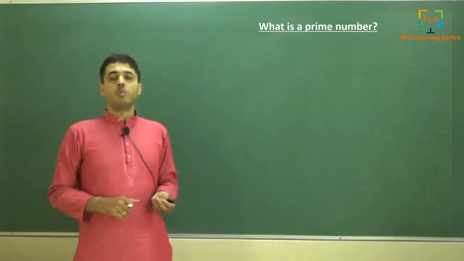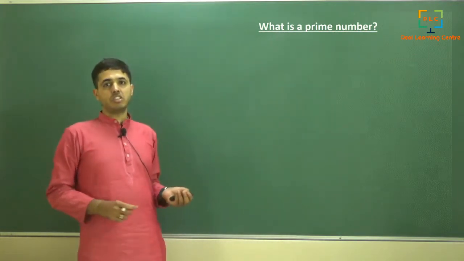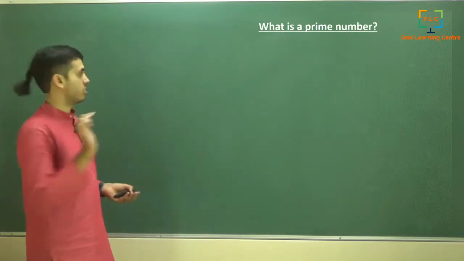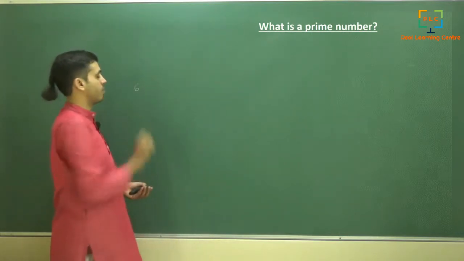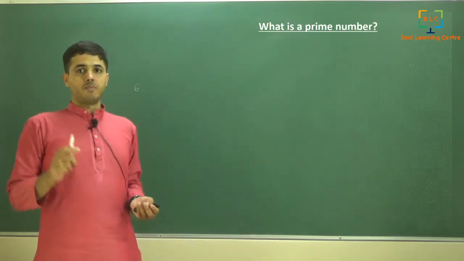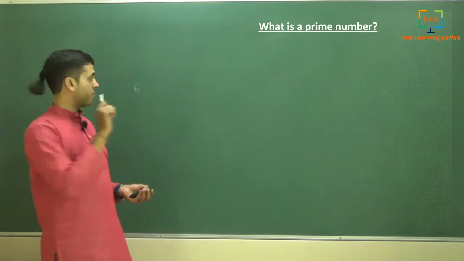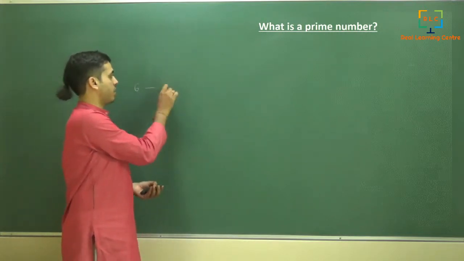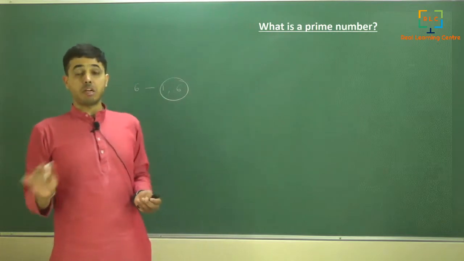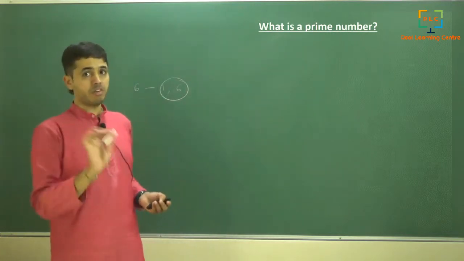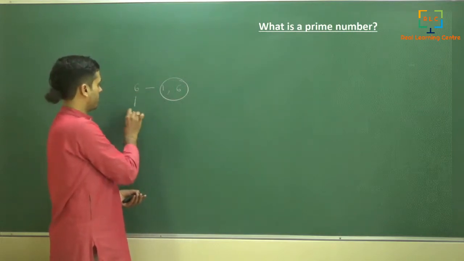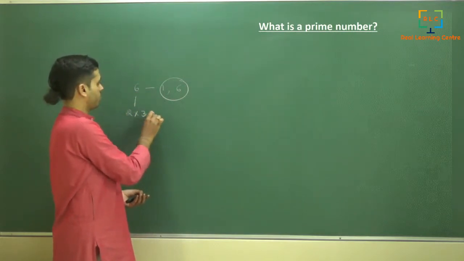Now, what is a prime number? In our previous session, we saw how to find factors. Let us take the example of 6. What are the factors of the number 6? We also saw that for any given number, 1 and itself are always factors. But apart from them, let us not consider them, how do you factorize 6? You can write 6 as 2 into 3.